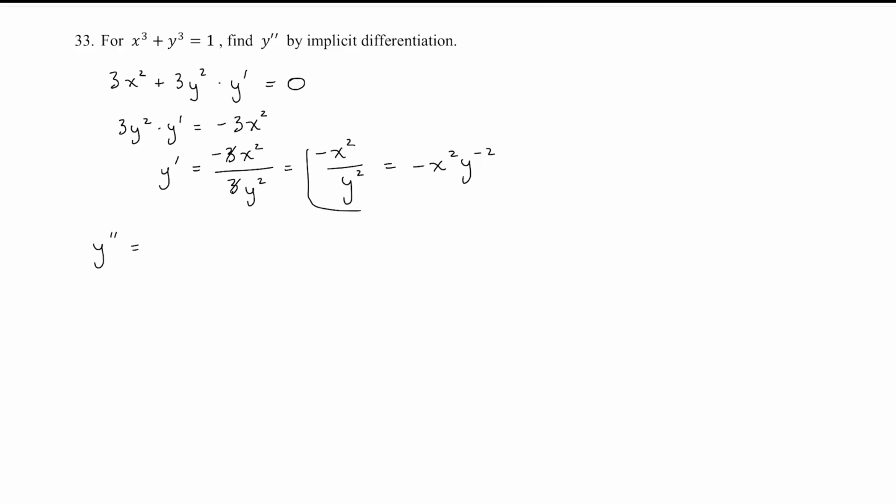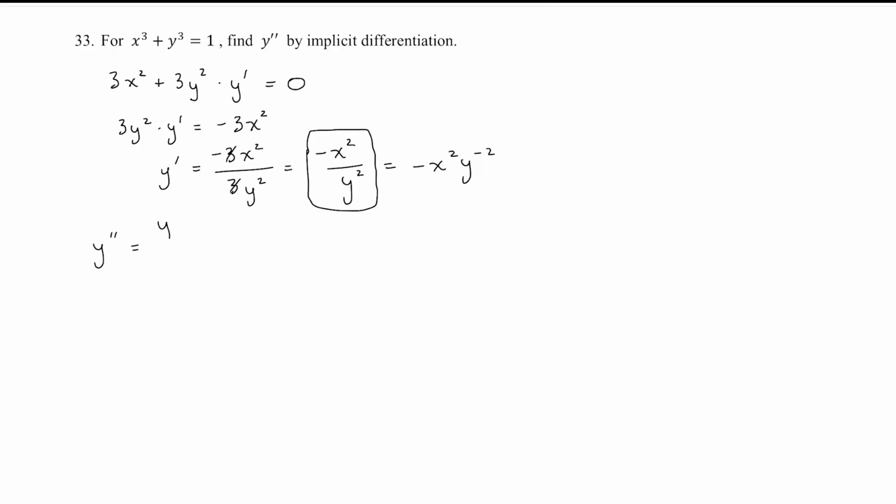So now I'm ready to find y double prime, which, if I use this middle version, requires the quotient rule. If you separately want to use the product rule on the last version, the negative x squared times y to the negative 2, I encourage you to do that and then see if our answers match up at the end. But I'm going to go ahead and use the quotient rule.